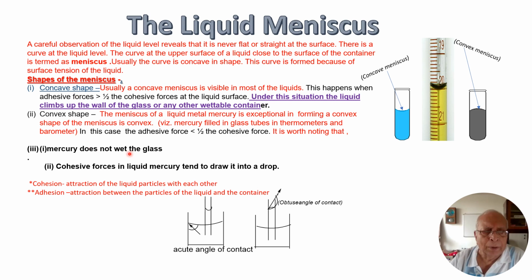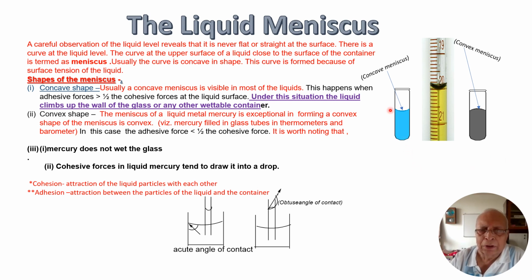And it is well described here. Actually, the concave shape of the meniscus appears when the adhesive forces are greater than half the cohesive forces. And contrary to this, if the adhesive forces are less than half the cohesive forces, we get a convex meniscus shape. Now, what is concave meniscus shape and what is convex meniscus shape is well displayed over here.